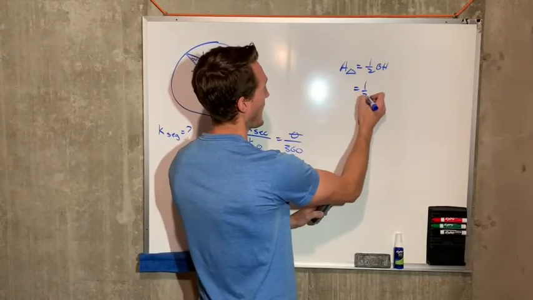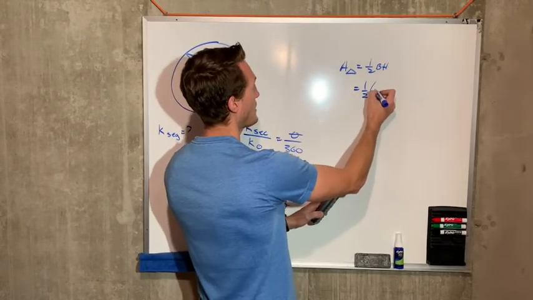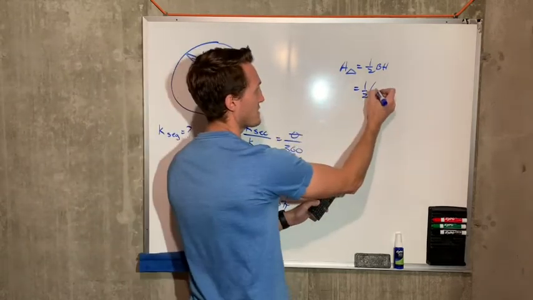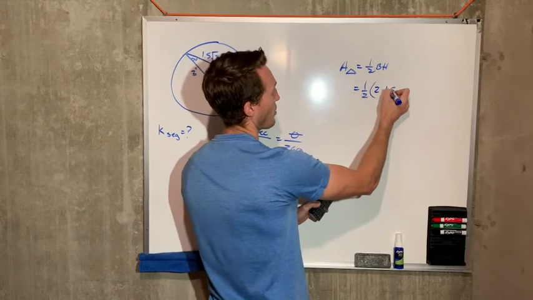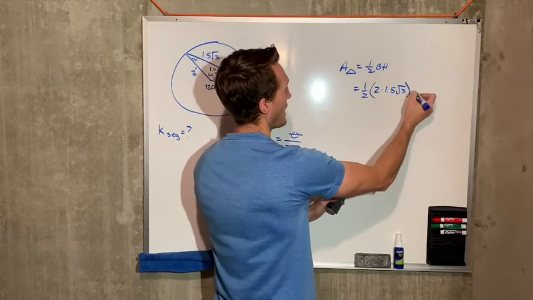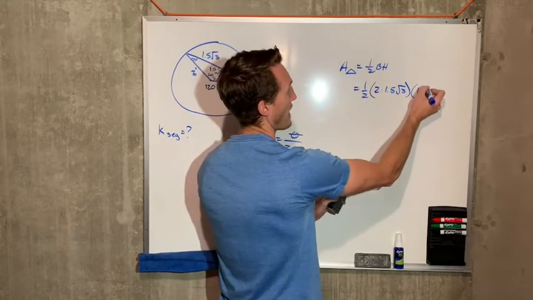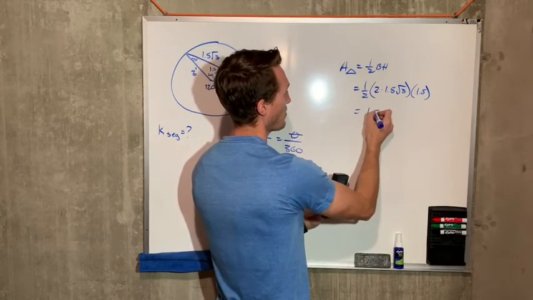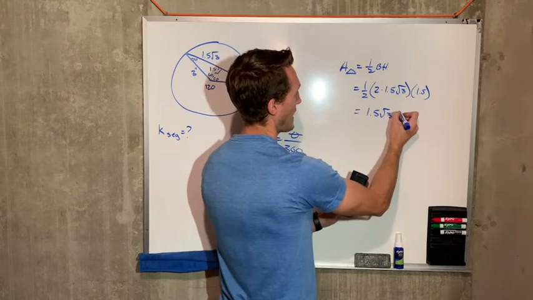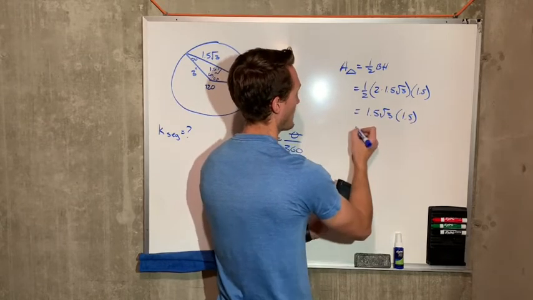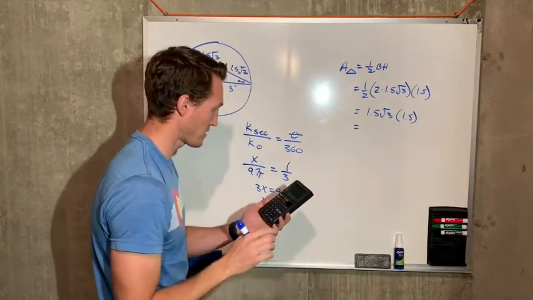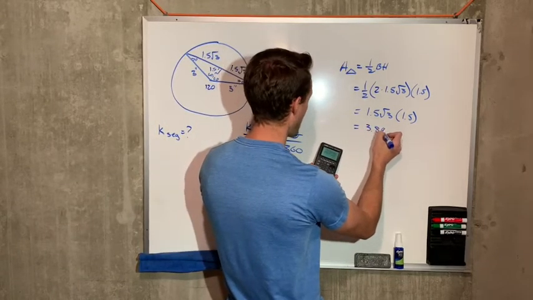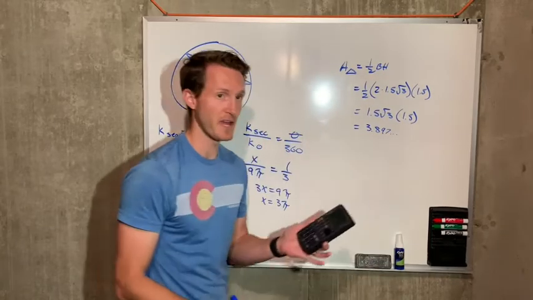All I'm going to say is 1/2 times, and I'm going to put in my 1.5 times square root of 3 and my other 1.5 times square root of 3, or in a sense, 2 times 1.5 square root of 3, and then times the height, which is 1.5. Now the 2 and the 1/2, those will cancel, so it's just going to be 1.5 square root of 3 times 1.5. Okay, just put that in your calculator and let the calculator do the work right there. So I've got 3.897... don't round yet.